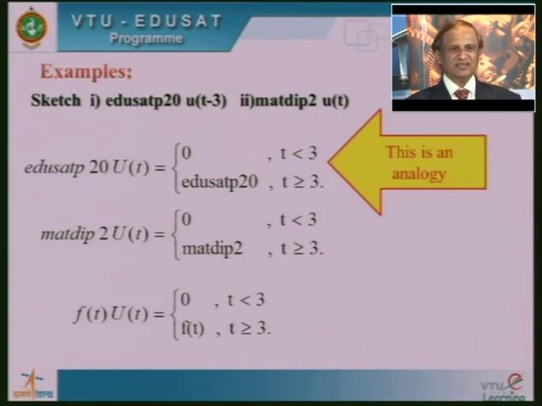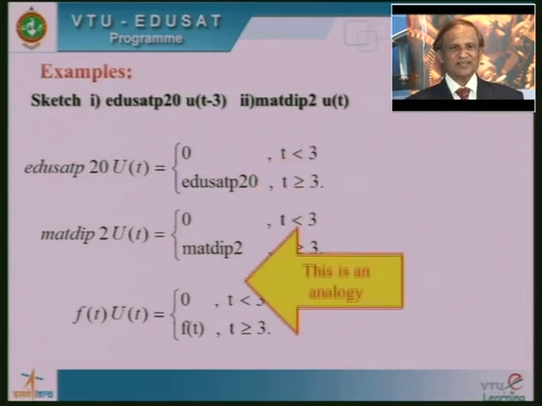How are we going to define mat diff 2 into u of t is equal to 0 at time t less than 3? It means it is not possible to see it when the time is less than 3. So you can see the lecture mat diff 2 at t is equal to 3. It is an analogy. Analogy means you can compare.